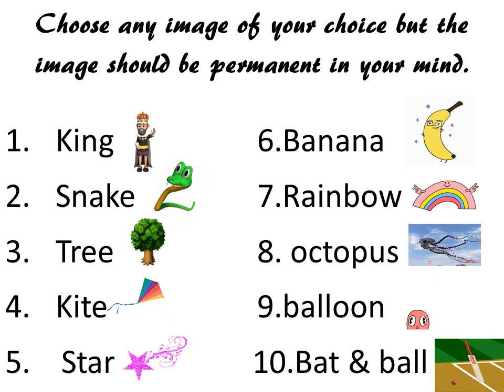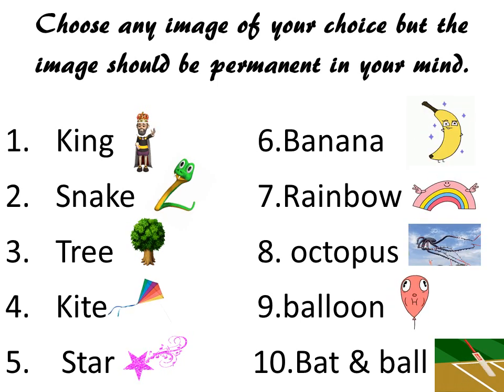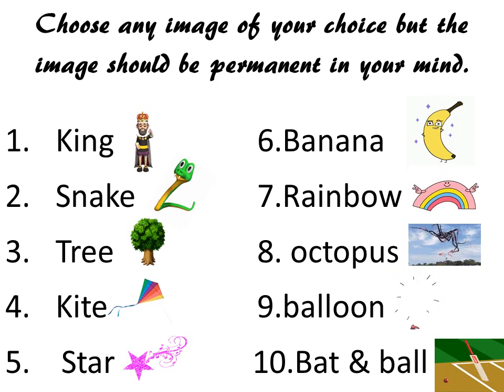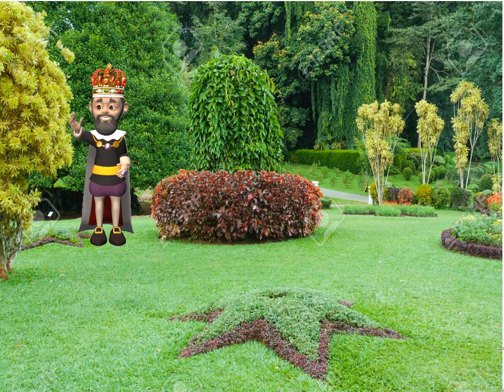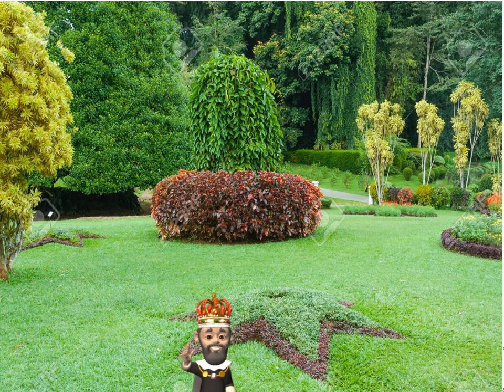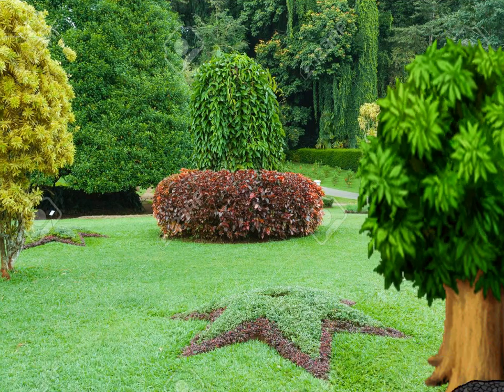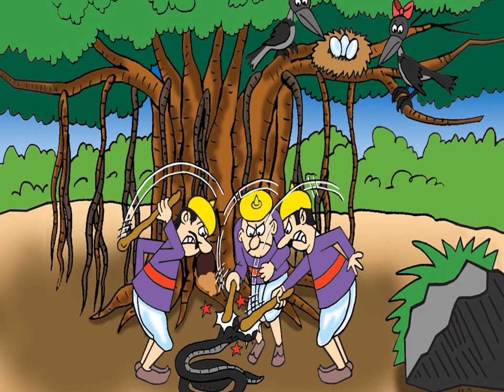Keeping these images in my mind, I have come up with a story. So let's begin. A king was taking a stroll in his garden, and suddenly a deadly poisonous snake appears in front of him. Seeing a snake, the king panicked and starts screaming for help. The snake also gets scared and hides behind a huge tree. But unfortunately, the snake gets attacked by the soldiers.